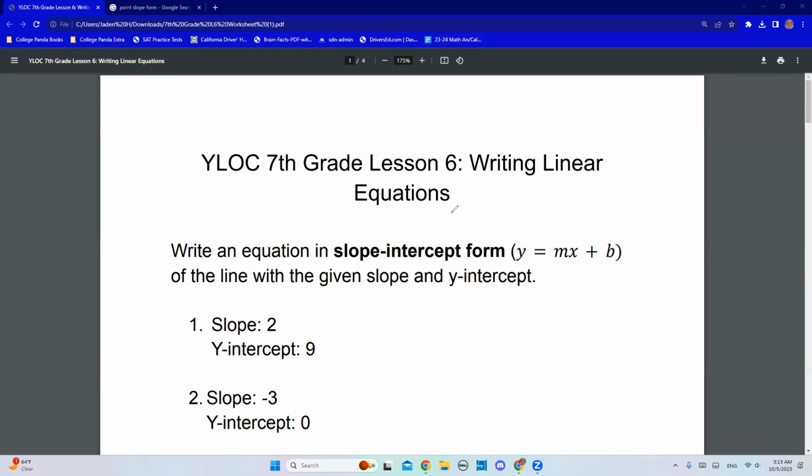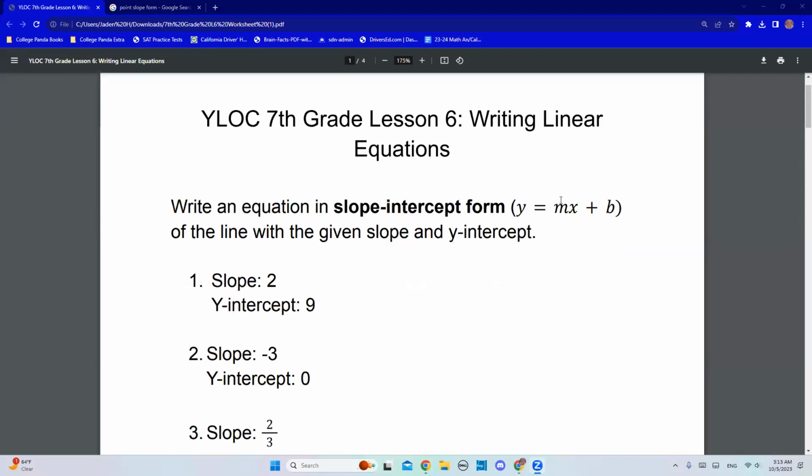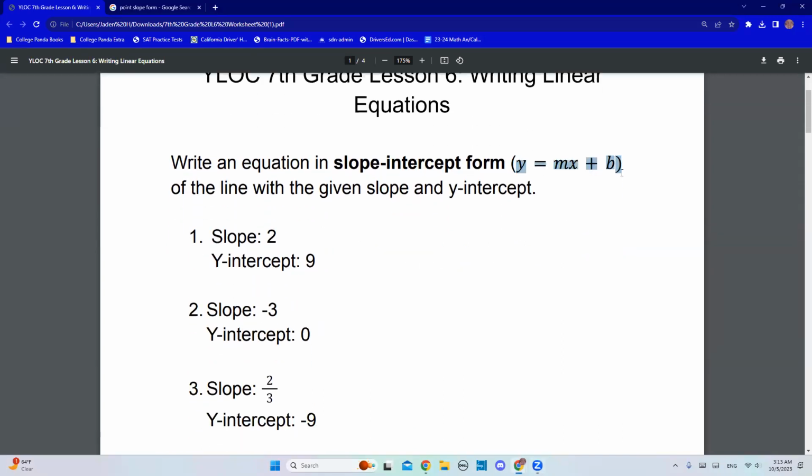The first lesson involves writing an equation in slope-intercept form. It gives you the slope-intercept form right here, y equals mx plus b. m represents the slope, while b represents the y-intercept. So you just plug it in. The answer for this one would be y equals 2x plus 9.